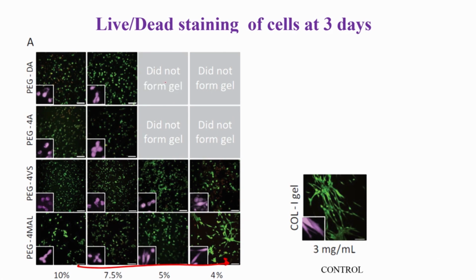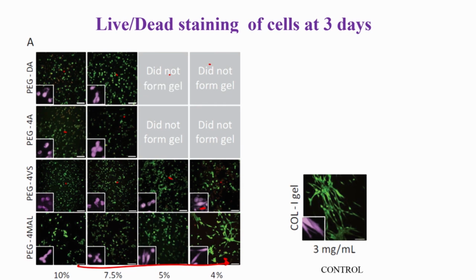What you see here is that the PEG DA does not really form gel at the 5 and the 4%, as was shown before, and it is the same case with the PEG 4A. The PEG vinyl sulfone does form gels, but if you look at all these cells, they all look fairly rounded. The only time you see a little bit of elongation is on this one, but all the rest look fairly rounded. That means when the cells are round, they can't really tether to something. When the cells start tethering, they start stretching, elongating and spreading onto the surface or onto a gel, but in this case you do not see that.